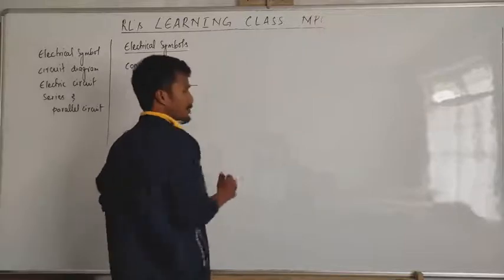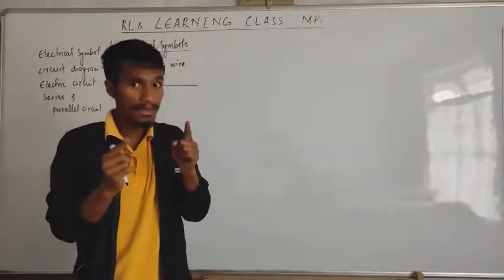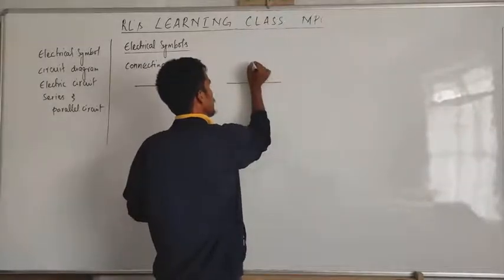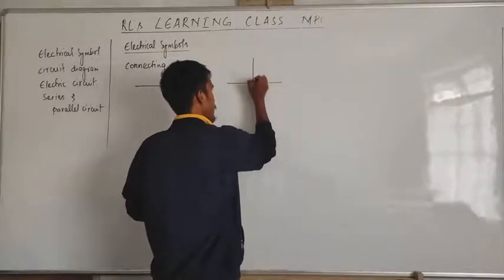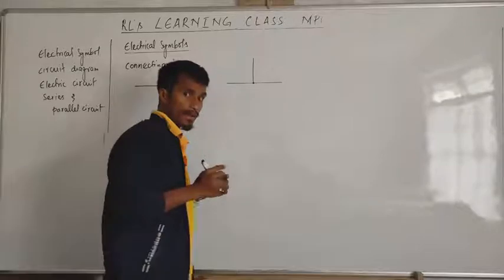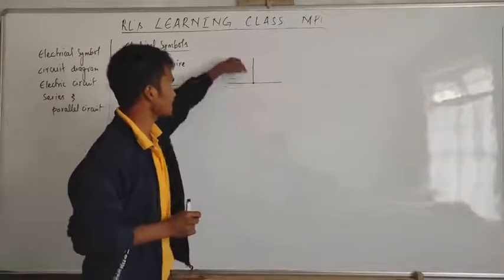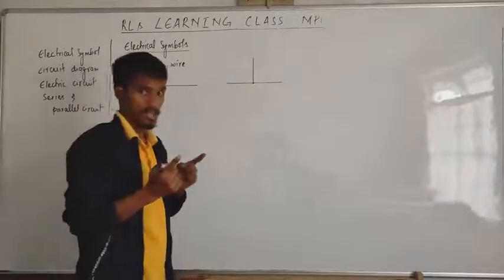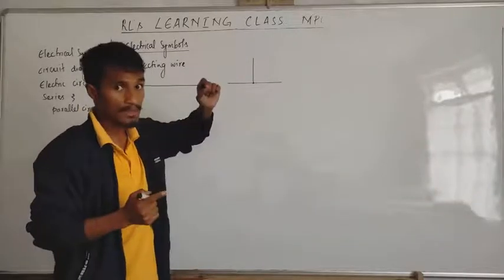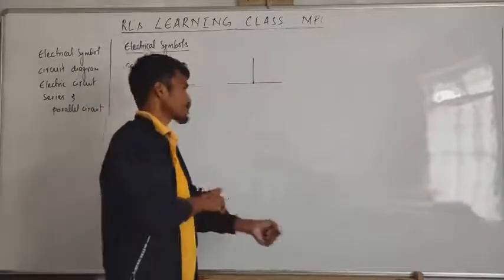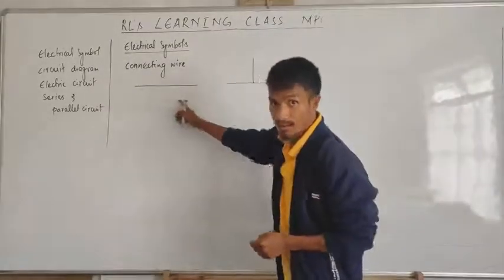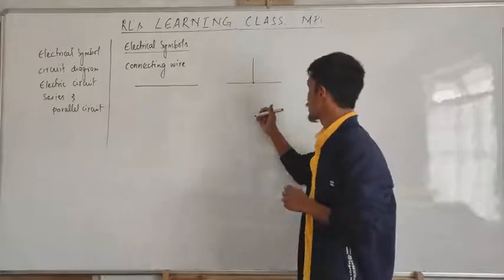Now next, if two wires are joining, then the symbol will be like this. This is one wire, and this is another wire, and they are joined. Then this point will be called the junction. Now this is a connecting wire, and this is when two wires are joined.